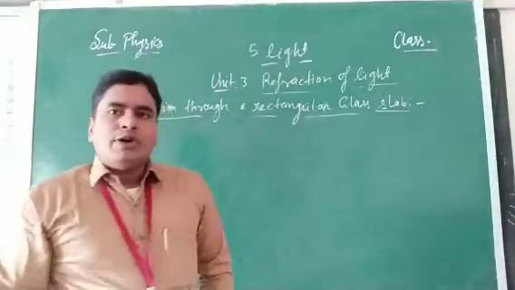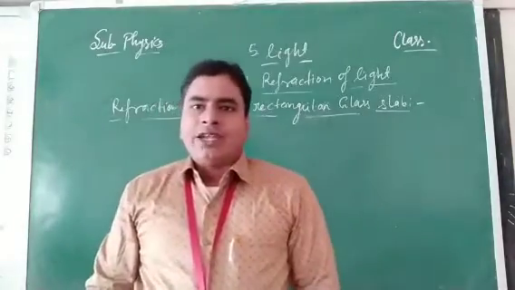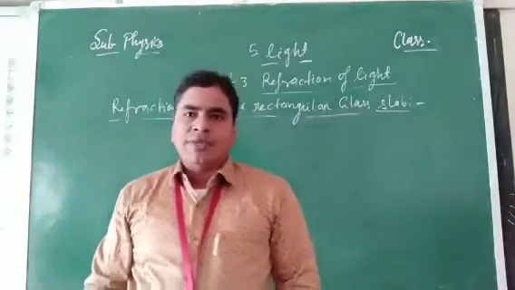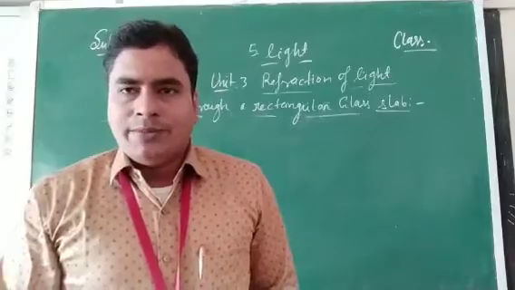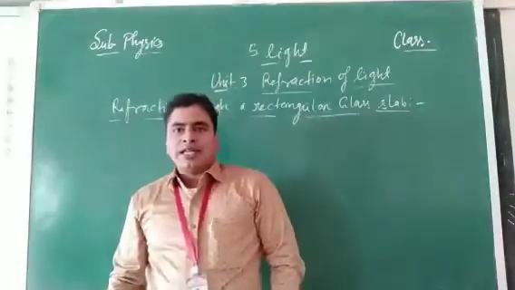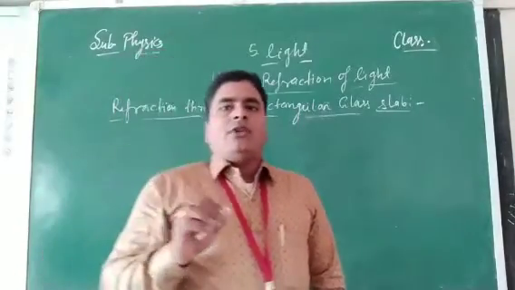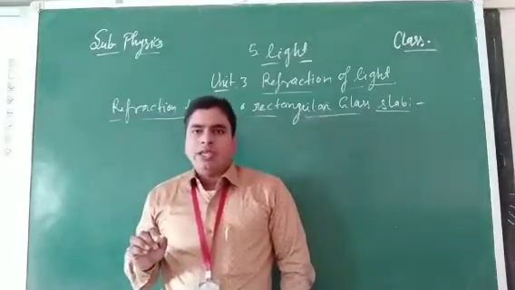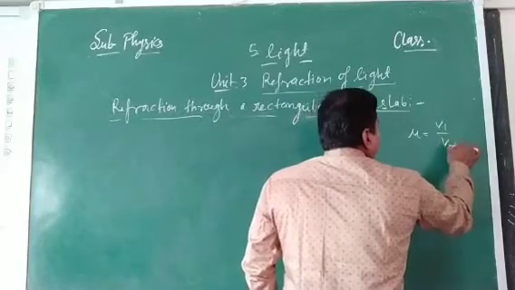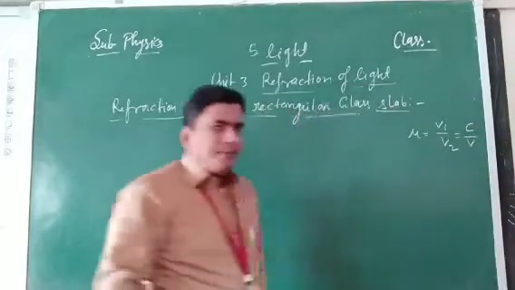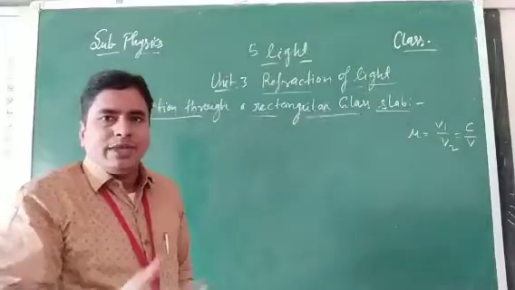In the last class, we discussed the laws of refraction and refractive index, the ratio of the speed of light in vacuum to the speed of light in a given medium. Some numerical problems are given in your exercise. Try to solve those numericals on the basis of the formula: refractive index mu is equal to V1 upon V2, or c by v. Clear? Later we will discuss some numerical problems based on this formula.